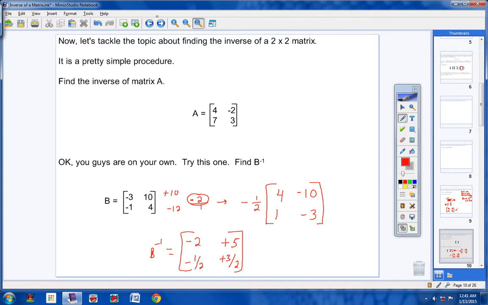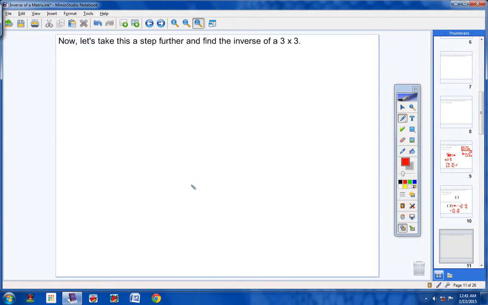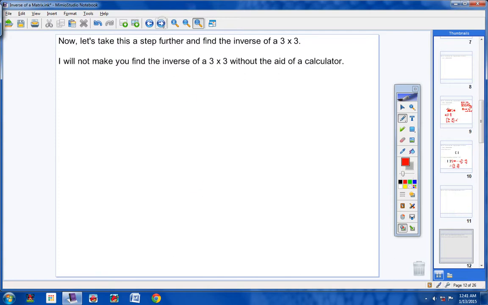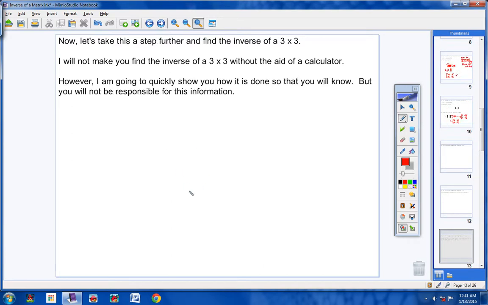Pretty simple. Now, let's take this a step further and find the inverse of a 3x3. Okay, now watch carefully and please listen to me. I will not make you find the inverse of a 3x3 without the aid of a calculator. However, I am going to quickly show you how it is done so that you will know, but you will not be responsible for this information.